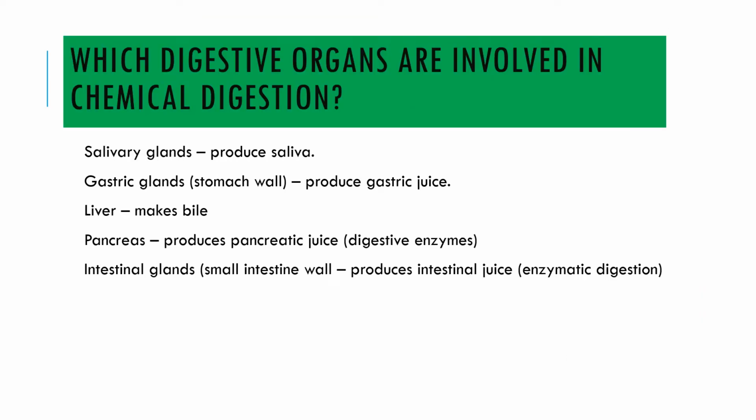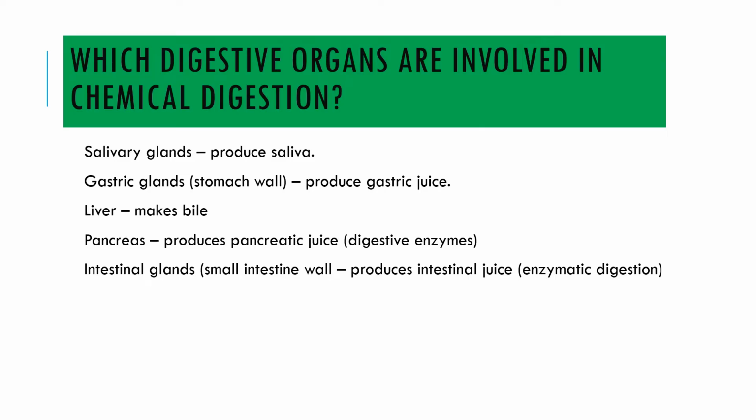So we move on to chemical digestion, and within the body we have salivary glands. They produce saliva, and then we have gastric glands within our stomach wall. They produce gastric juice. Liver makes bile. Pancreas produces pancreatic juice. Intestinal glands, small intestine wall, produces intestinal juice. Also in the mouth, the enzyme that's produced is amylase.